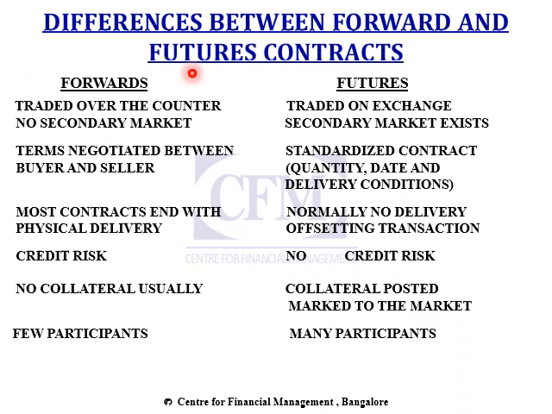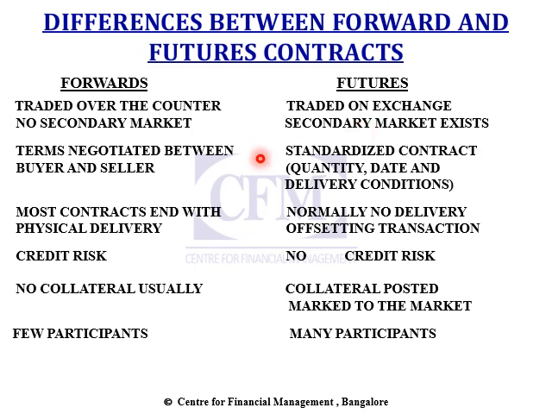Futures contracts are standardized forward contracts. The differences between the two are shown here. Forward contracts are traded over the counter. Futures contracts are traded on an organized exchange. There is no secondary market for forward contracts. There is an active secondary market for futures contracts.